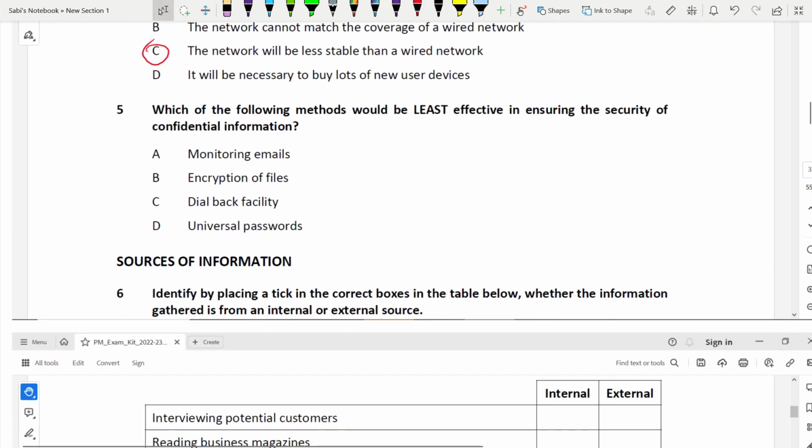5. Which of the following methods would be least effective in ensuring security of confidential information? Monitoring emails, encryption of files, dial back facility, universal password. The correct answer is universal password. Because if the password is the same for all, how can you trace them? Who has changed the information in the system? You cannot trace it. Whereas the other three are effective ways of ensuring security.